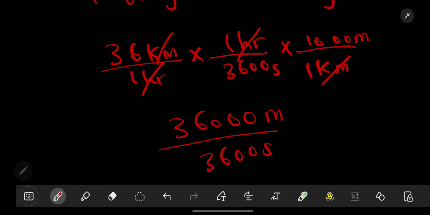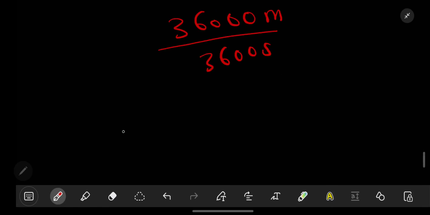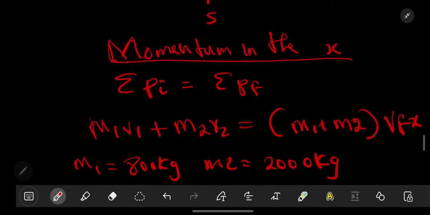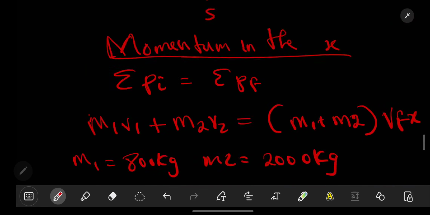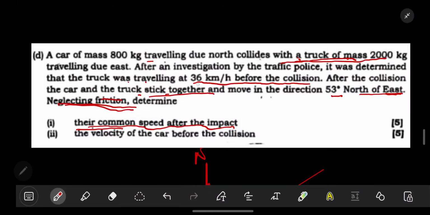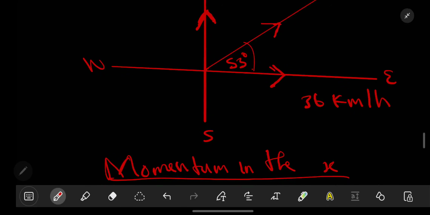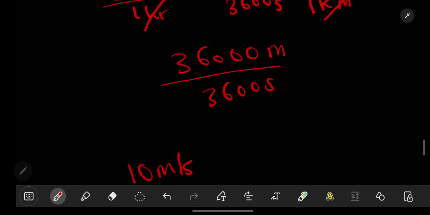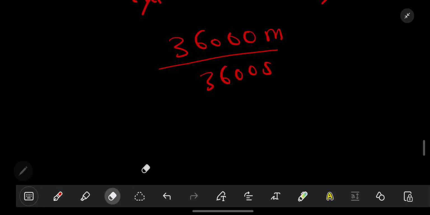Dividing 36,000 by 3,600, we have 10 meters per second. So that is the speed of the truck. M2 is the truck, that's the one they have given us. The truck was traveling at 36 kilometers per hour and moving in the east. Now let's replace. We have 10 meters per second.